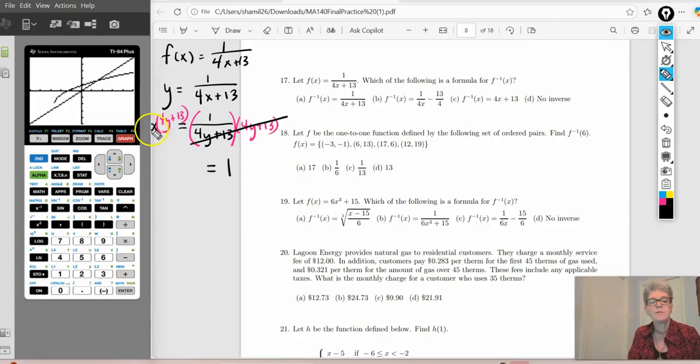And what I'm going to do here is I'm going to distribute x through. So x times 4y, I'm going to write it with the number first and then alphabetical order. And then x times 13 is 13x. Okay. Now I want to get y by itself. So I'm going to subtract 13x from both sides.